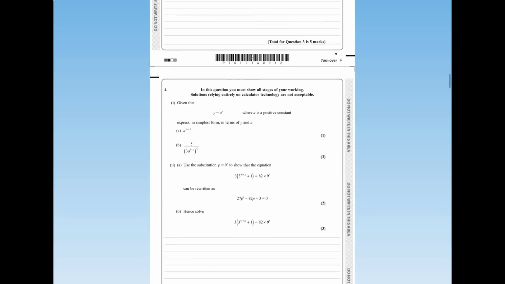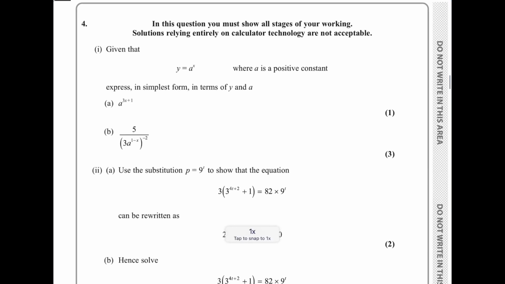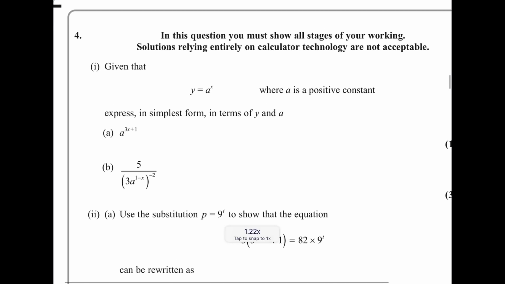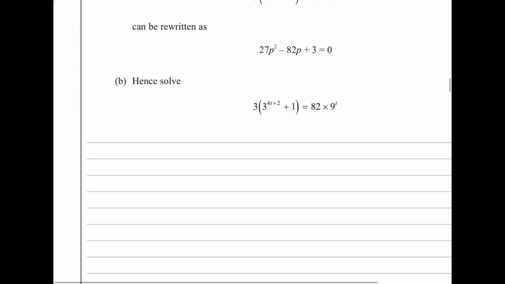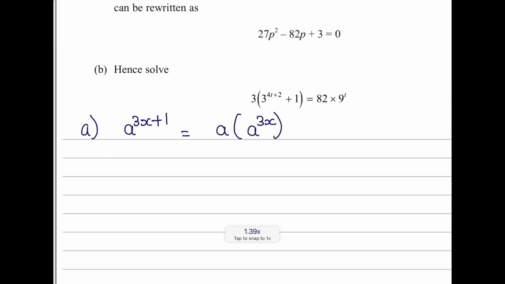Okay, there's a lot of space given for the working if you just need an additional amount of working. It says that given y is a to the power x, express in the simplest form in terms of y and a, a raised to 3x plus 1. So first of all, I can write a raised to 3x plus 1 as a into a raised to 3x, because whenever you're multiplying you will just add the powers, so 3x plus 1.